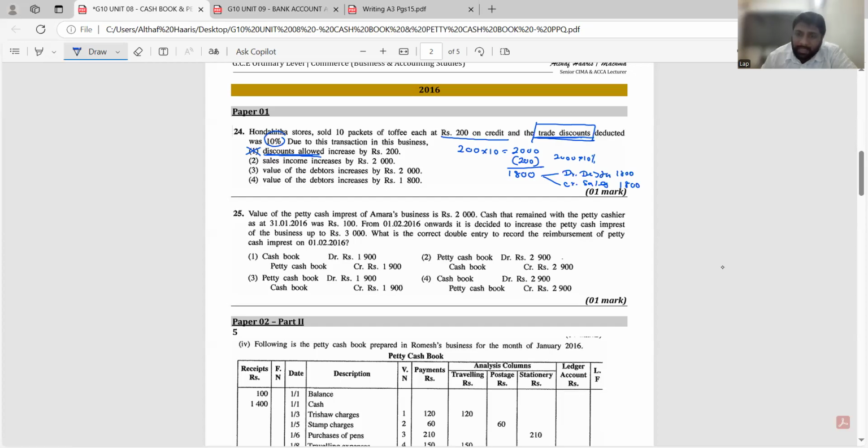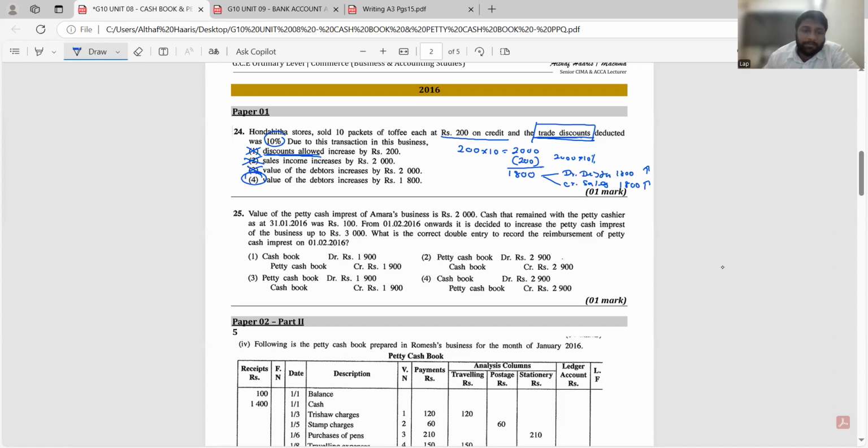So the debtors balance is increasing by 1800. The sales balance is increasing by 1800 because sales is an income. Income increases, credit. Debtors, an asset, increases, debit. So the second one is also wrong. The third one is also wrong. The correct one is the fourth one. The fourth one is the correct answer.